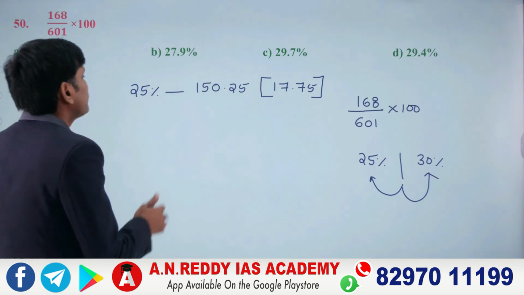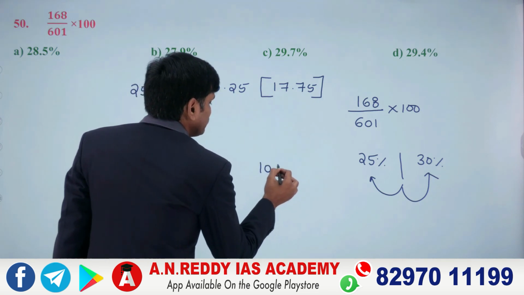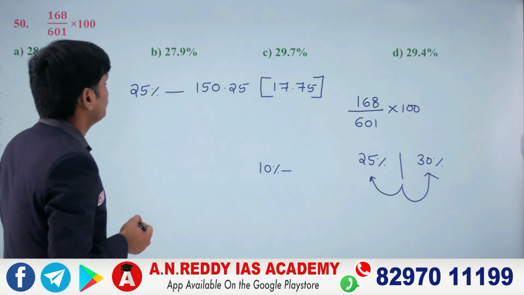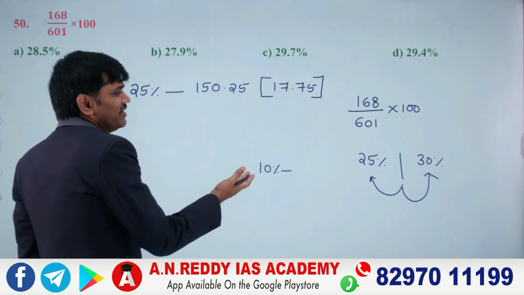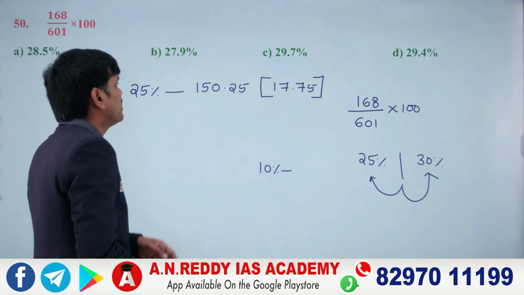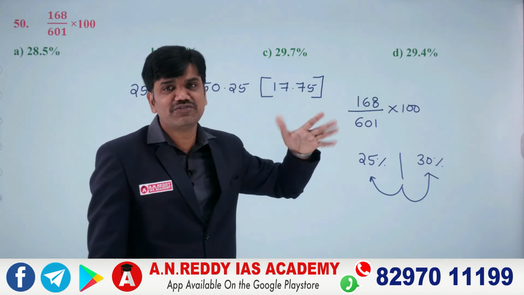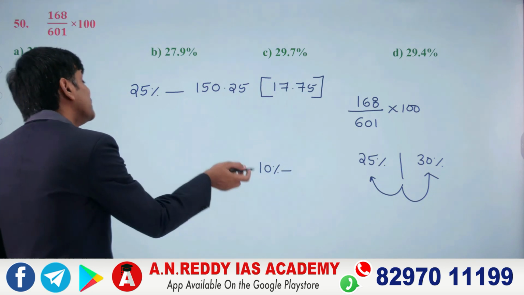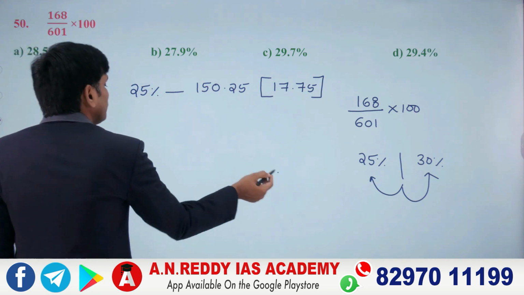Now check. Can I add 10%? What is 10% of 601? That will be 60.1. So I cannot add 10%. I need not think of 10% also now, because my options start from 25. I cannot add anything more than 5%. That's what I can confidently say. So thinking of 10% is also not needed. Getting the logic? So now let us think of 1%.